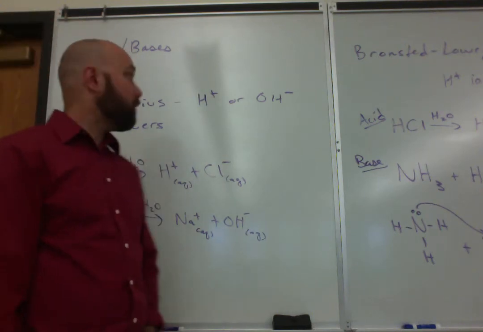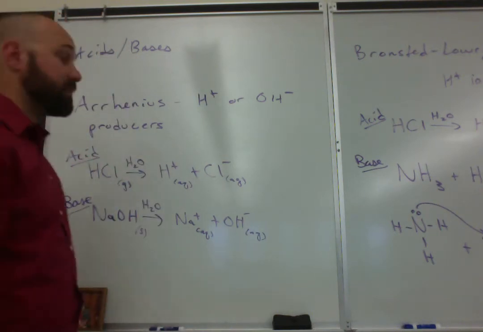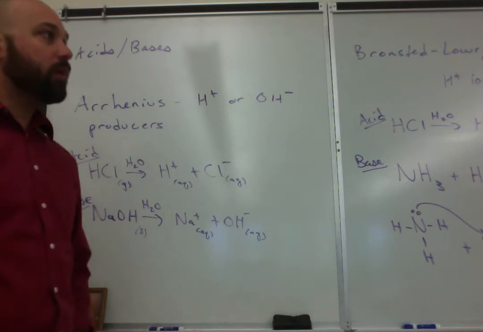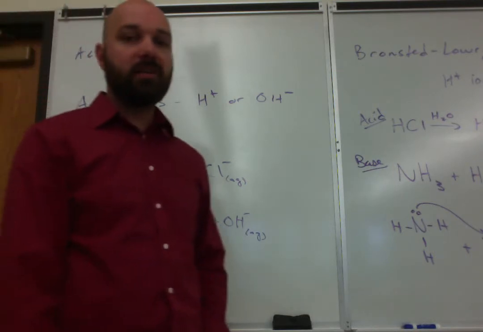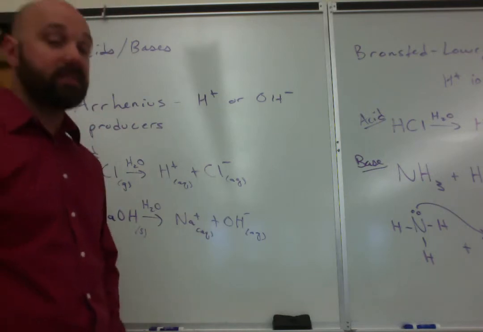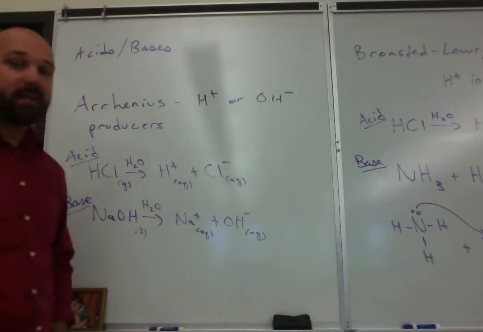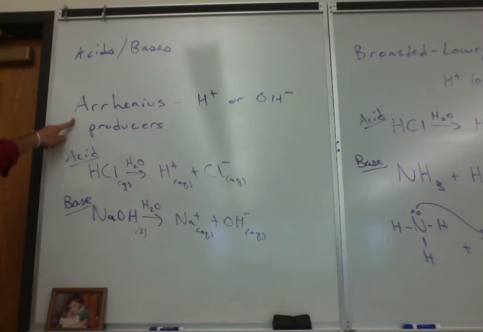Okay, now this section we're going to get into acids and bases. So I'm going to try to give you a quick explanation on each of the three different naming systems. The first is going to be Arrhenius. So Arrhenius is all about hydrogen ions or hydroxide ions.